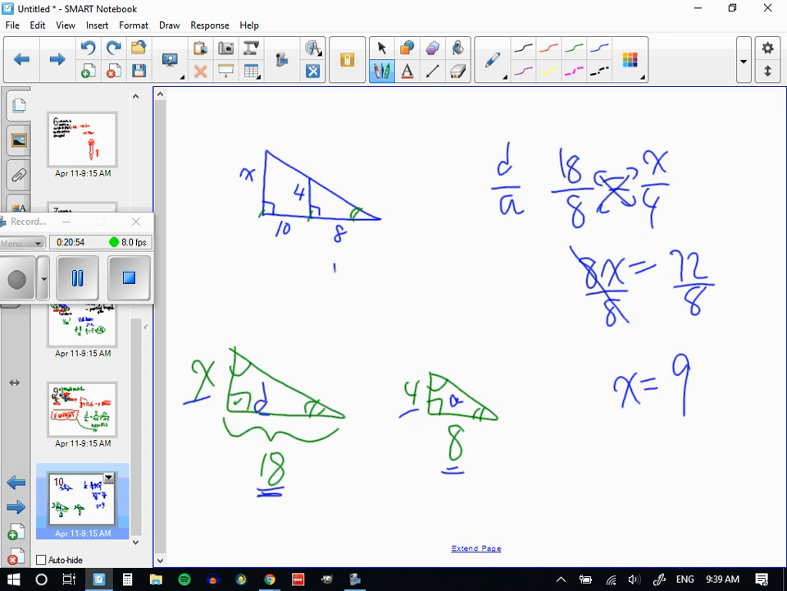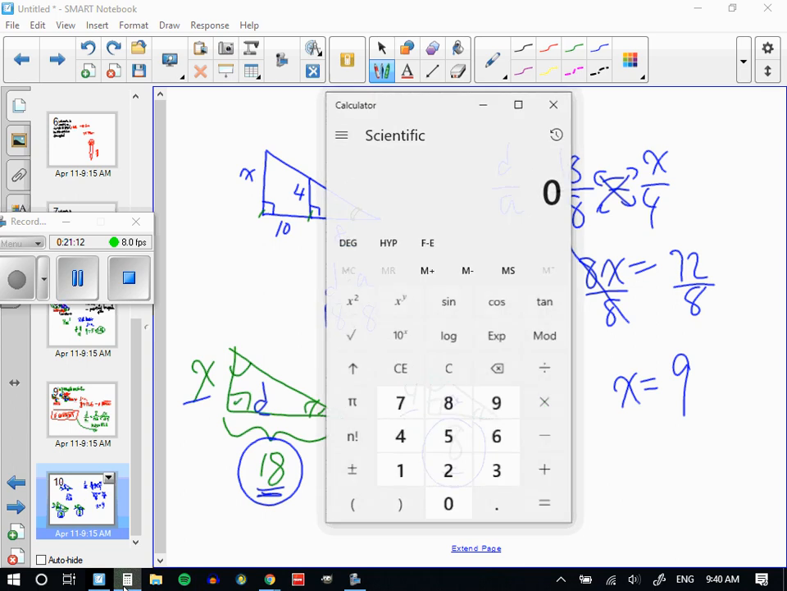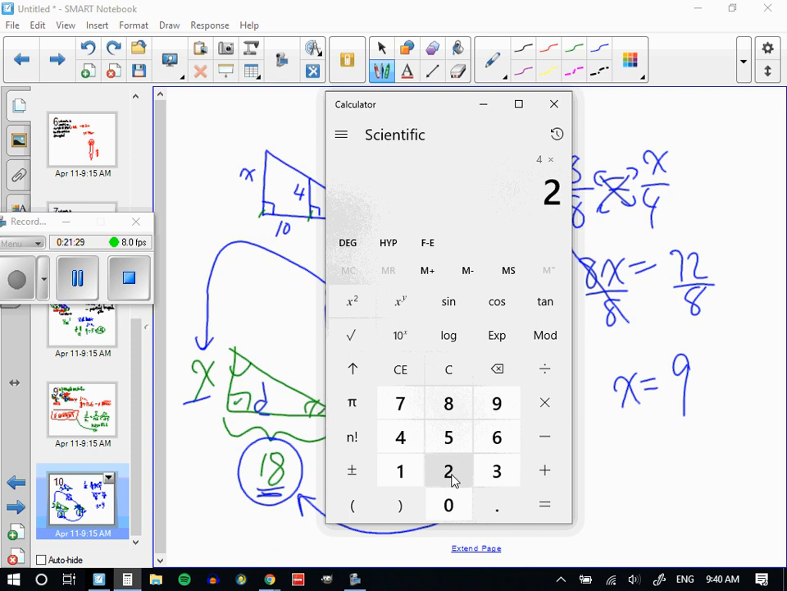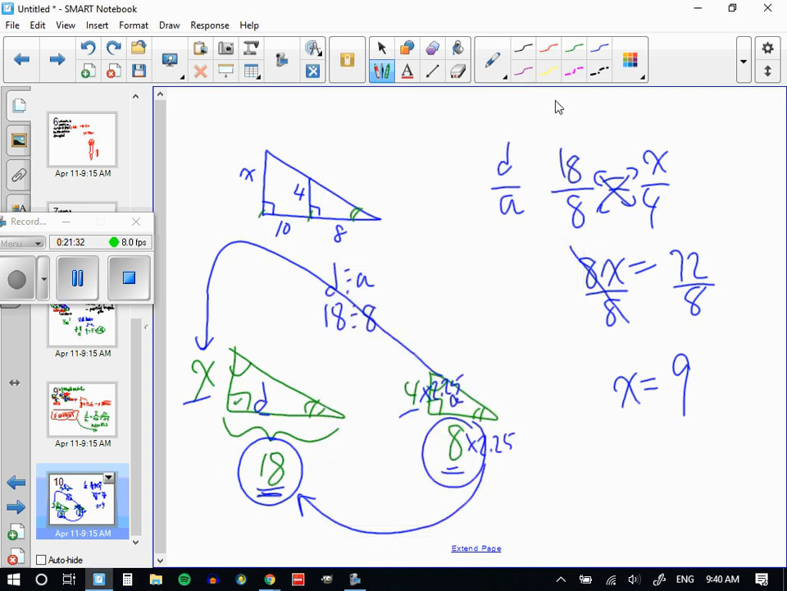If you solve it using scale factor, you take your D divided by A to calculate your scale factor. This is the D I know to its corresponding side. So 18 divided by 8 will tell me what I multiplied my actual diagram by as a scale factor. 18 divided by 8 is 2.25. So I multiply this by 2.25 to get this, and I multiply this by 2.25 to get this. And 4 times 2.25 is, of course, 9. So again, another way to solve: x is 9.